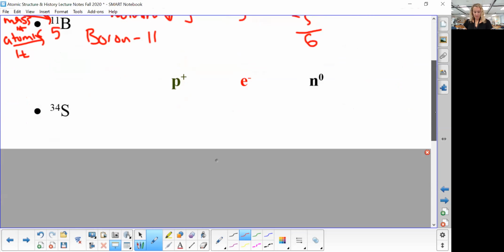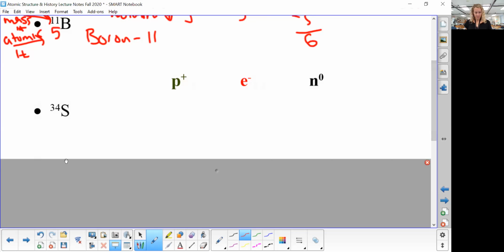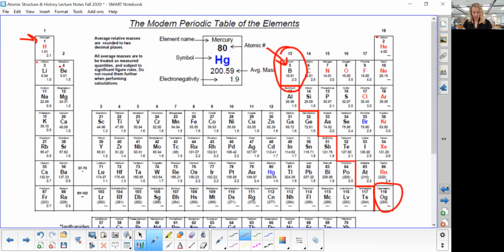For this one, sulfur 34, or S-34, if we go and find it, you will find sulfur right here. I just want to remind you that we're just pulling this number, the 16. Notice this 32.07, that's the average mass. We're never going to pull that number from the periodic table. And the other little value in there is electronegativity. Again, the only number you're going to pull from the periodic table, I can't emphasize this enough, is that atomic number, the number of protons.